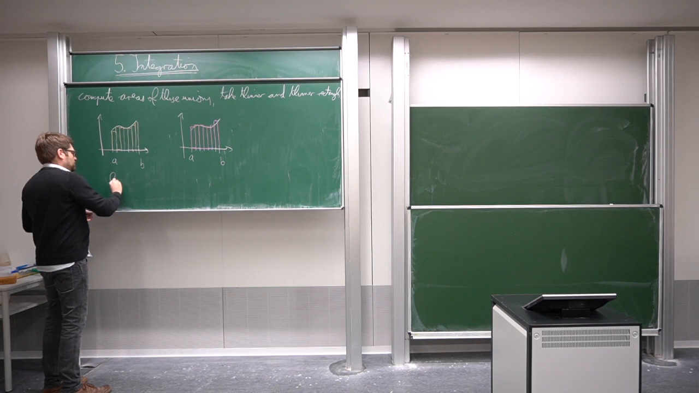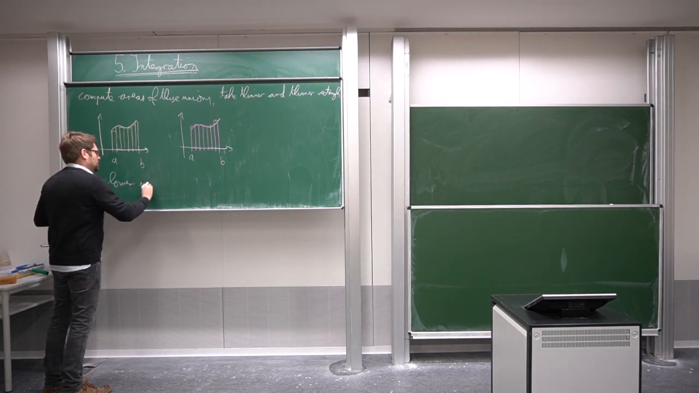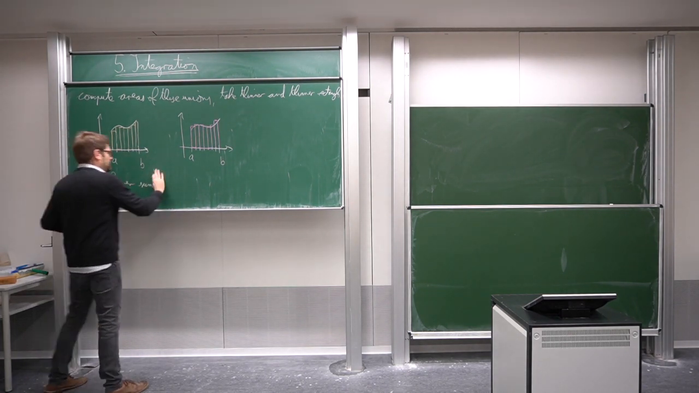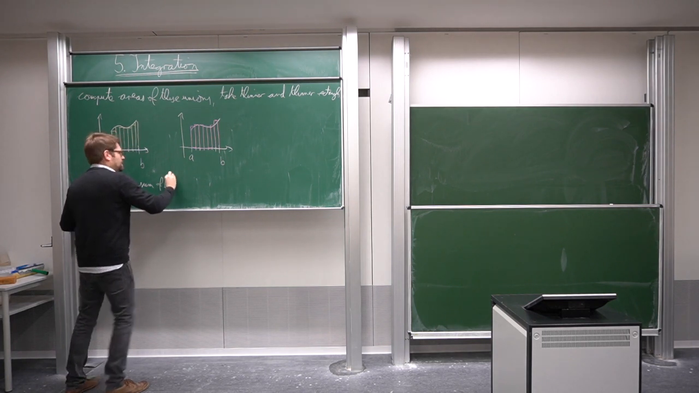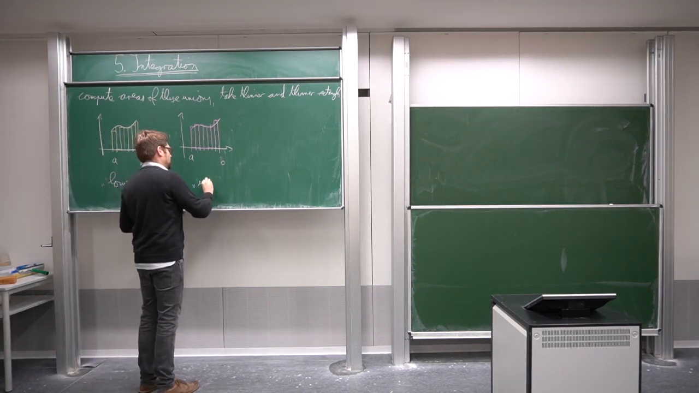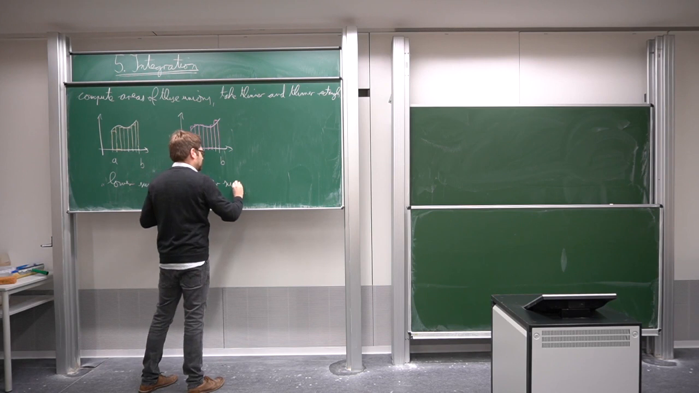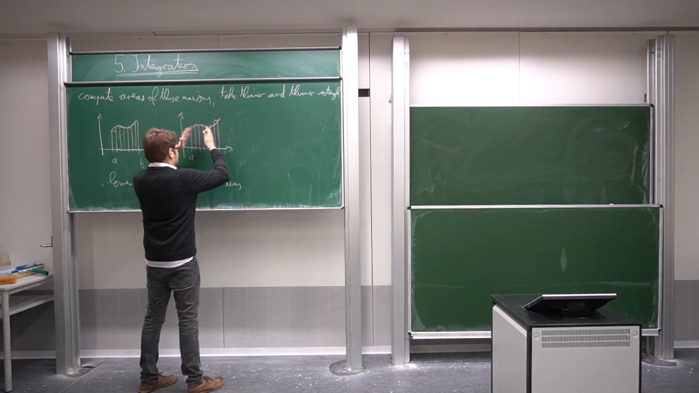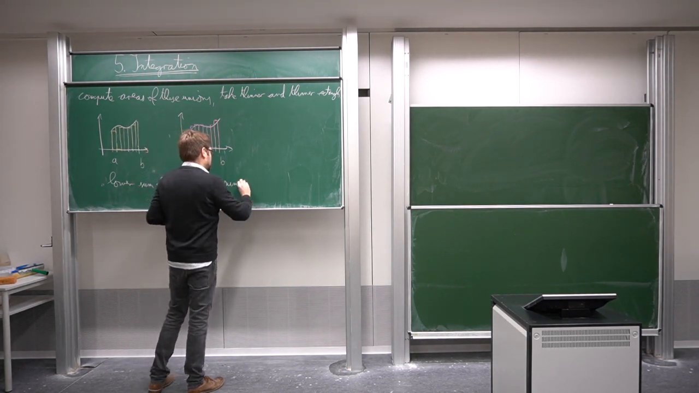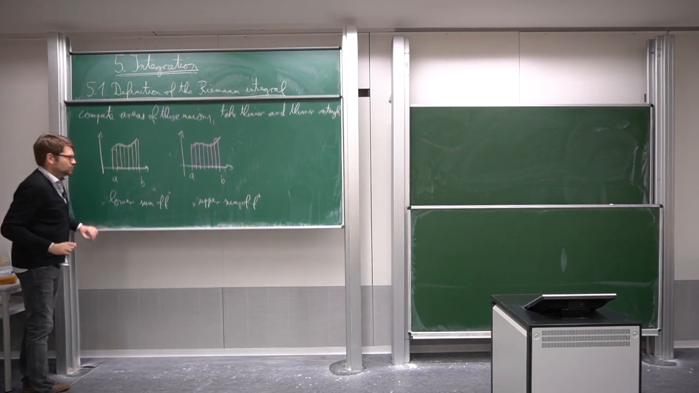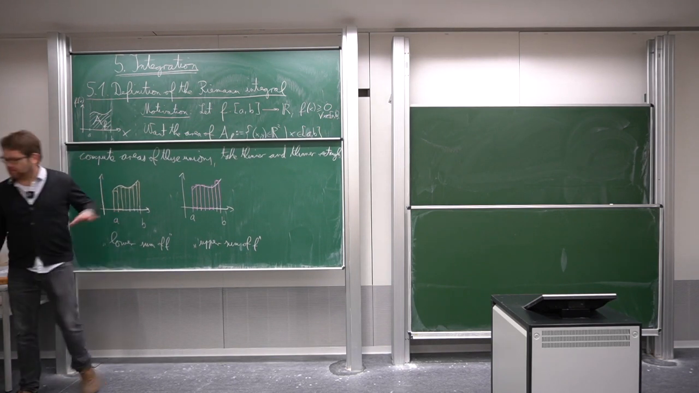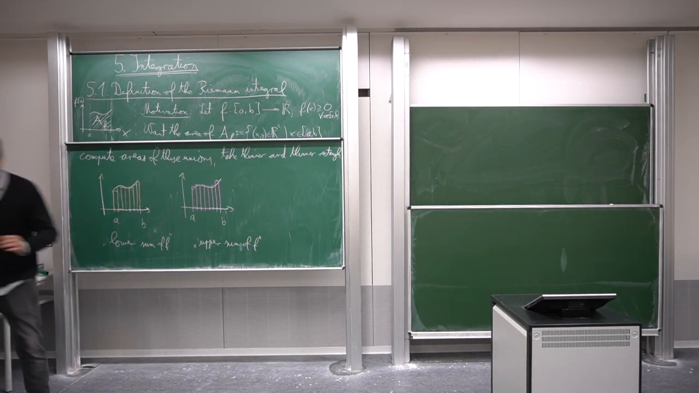This is an example of what we will call a lower sum of f. And this is what we will call an upper sum. The surface area of these rectangles. And I will make this precise on the next blackboard. But this is the idea. So this is what we want to do, and now we have to do this formally correct.